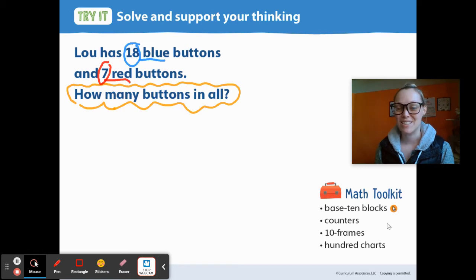Now it's your turn to solve and support your thinking. You can use your base 10 blocks on iReady. I don't think you have enough counters, but you could make your own counters at home. Just use whatever you have, little objects, 10 frames or a 100 chart. So go ahead, go solve this problem. Once you think you have the answer, come back to check your work.